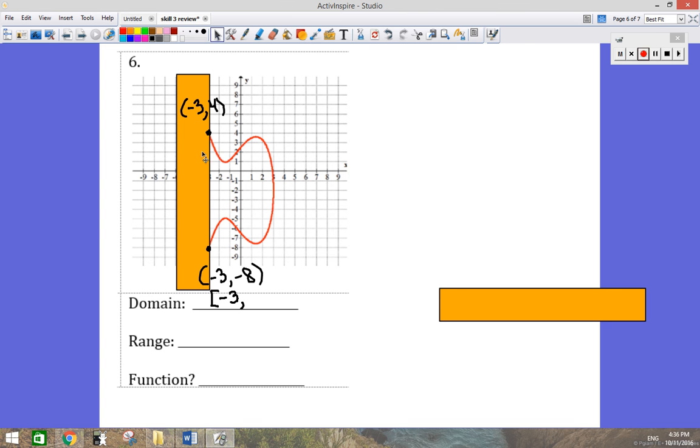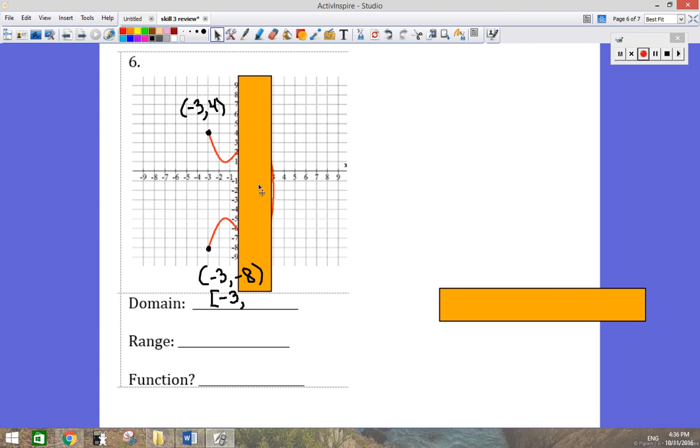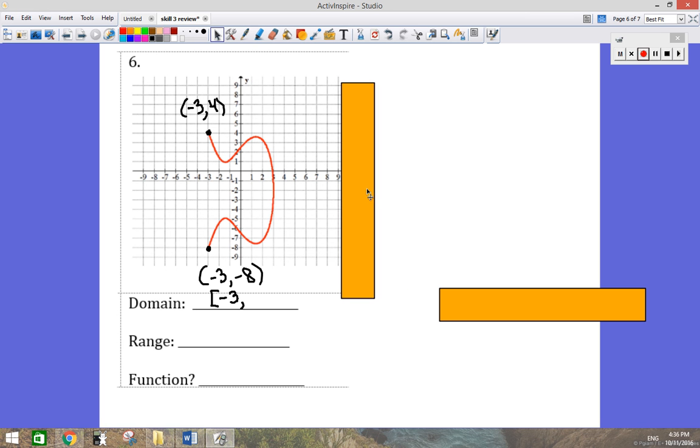As I move to the right, I don't see any holes or any jumps in the graph. I get all the way to the right, and all of a sudden there's a last point. If I move too far to the right, I don't have any points on the graph. So I want the coordinates of this point, and more specifically, I'm interested in the x coordinate. And since that's not a hollow point, this 3, I'm going to include that. And this is my final answer for the domain.